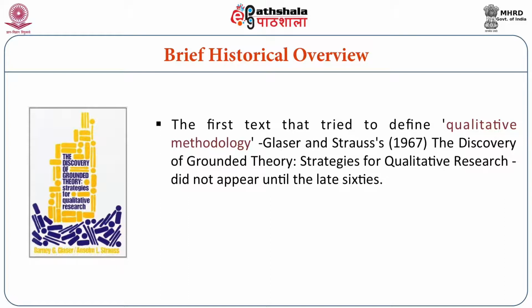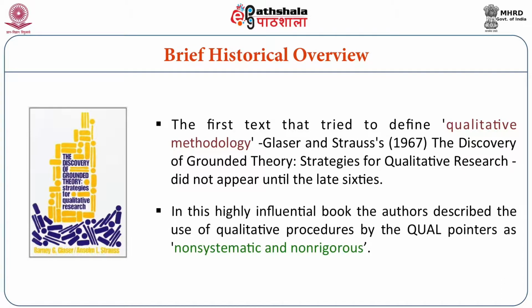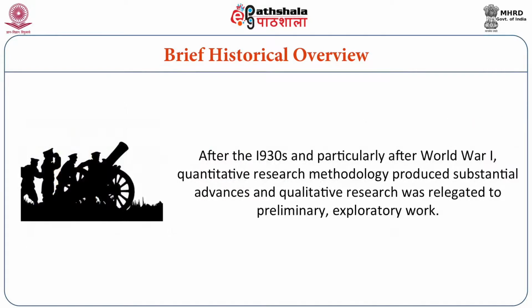Let us have a brief historical overview. The first text that tried to define qualitative methodology is Glaser and Strauss's The Discovery of Grounded Theory: Strategies for Qualitative Research, which was published in 1967, but it did not appear earlier. In this highly influential book, the authors described the use of qualitative procedures by the earlier qualitative researchers as non-systematic and non-rigorous. After the 1930s, and particularly after World War II, quantitative research methodology produced substantial advances, and qualitative research was relegated to preliminary and exploratory work.